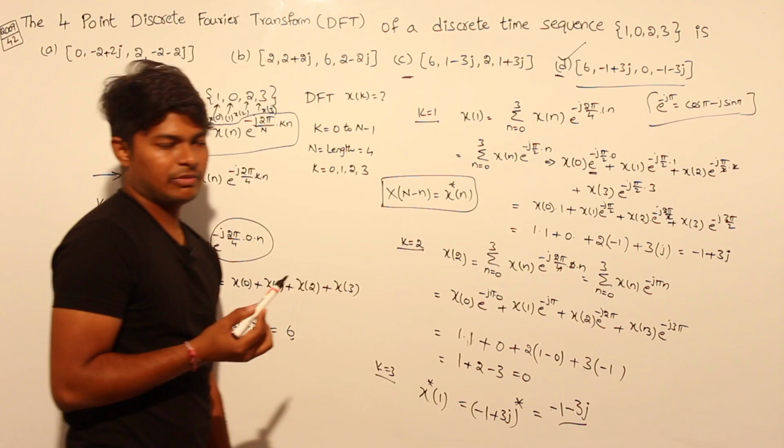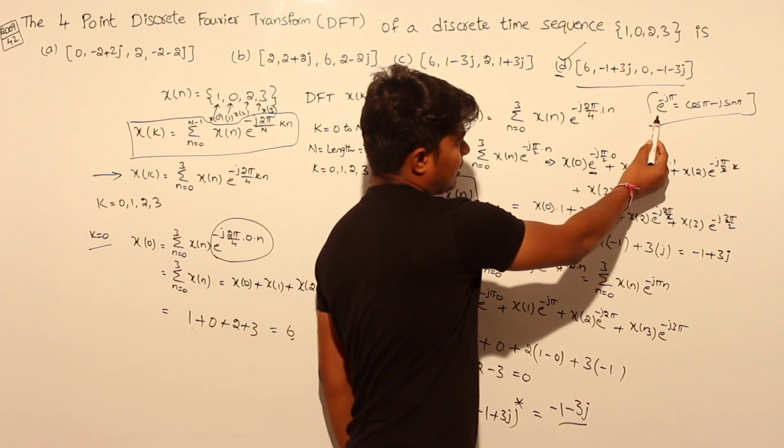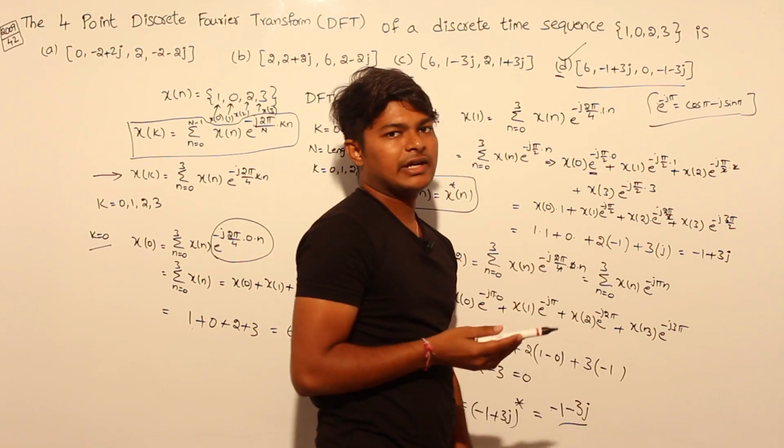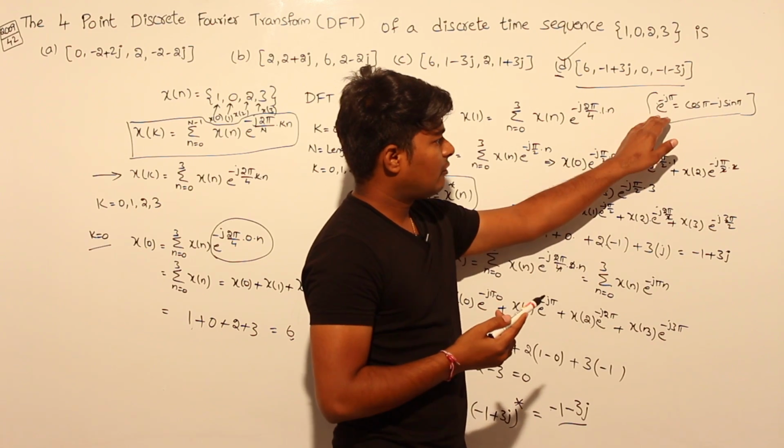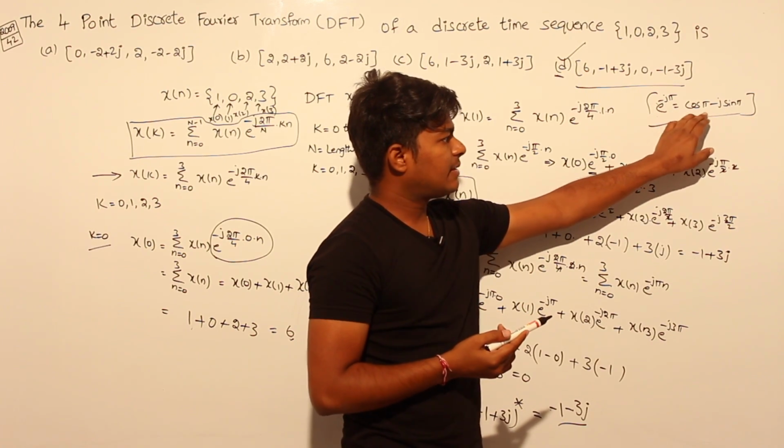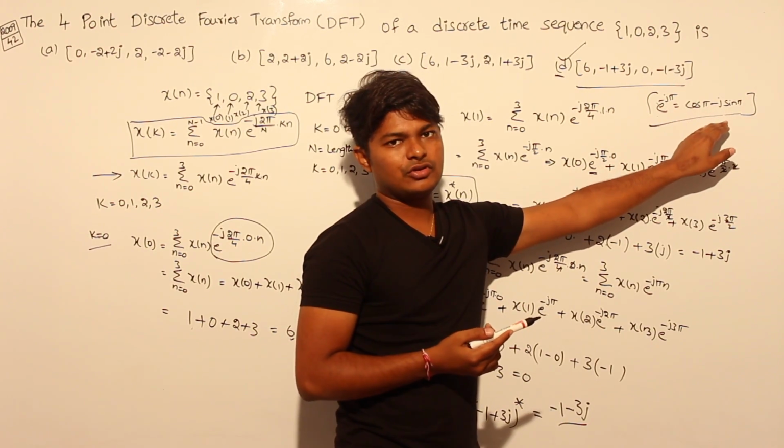But one thing you should remember is e power minus j pi. This we have studied in plus 2 standard. e power minus j pi is cos pi minus j sin pi. This you should remember.